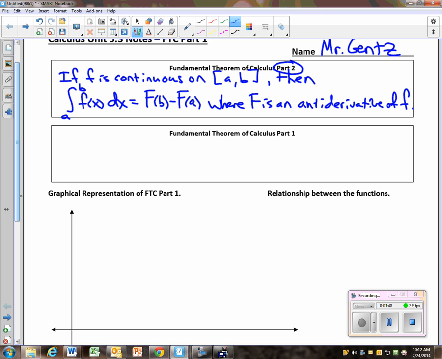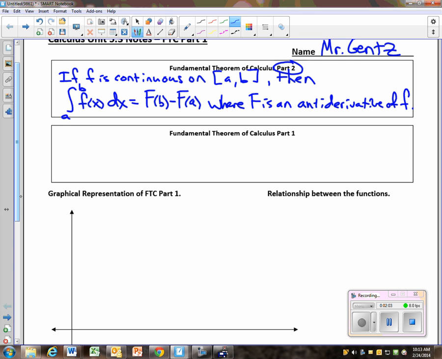We understand what that means. That's what we were doing when we were finding the area of all those rectangles and adding them up. We understood that you take the antiderivative in order to come up with this piece right here.